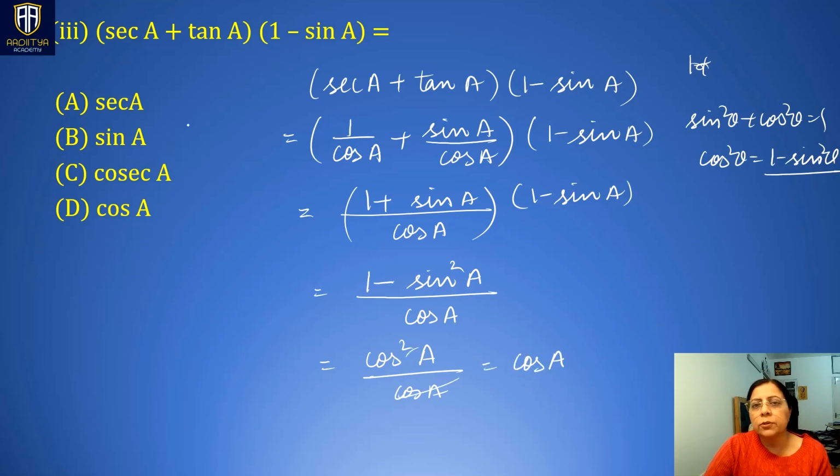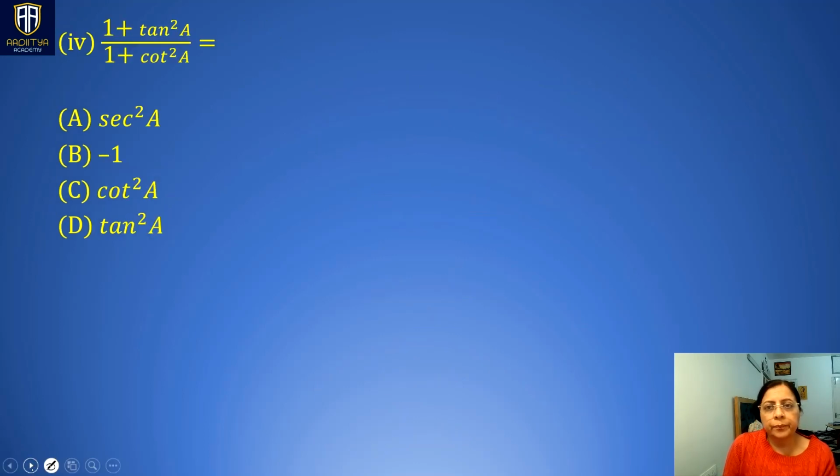Now check for the right option. This is secant A, sine A, cosecant A and cos A. So answer is option D, which is cos A. Right? So next is the fourth part. This is 1 plus tan square A upon 1 plus cot square A. So you have to simplify this. Right? This is the last question for this video. Next, for the fourth question, they are all identities. We will be dealing with them in the next video.